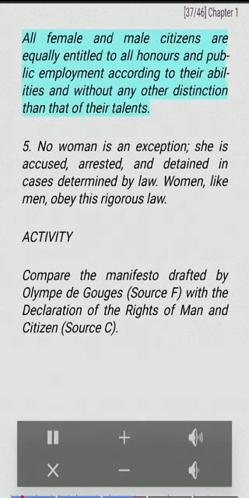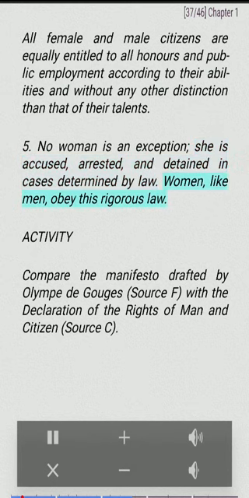All female and male citizens should have a say either personally or by their representatives in its formulation. It should be the same for all. All female and male citizens are equally entitled to all honors and public employment according to their abilities and without any other distinction than that of their talents.